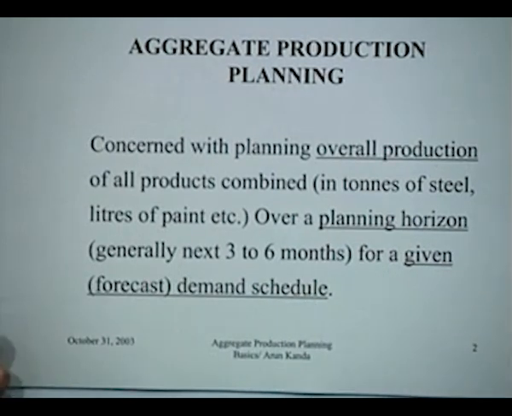So the basic idea here is that the demand for the various products of a firm could be fluctuating, and if the demands are fluctuating, how do we commit our resources to meet this fluctuation in the demand? That is the basic intention.